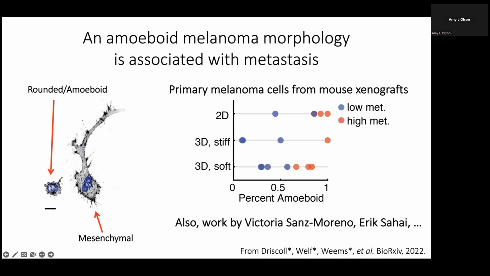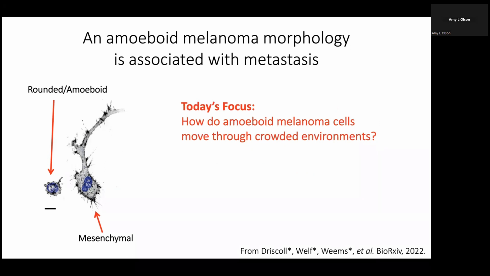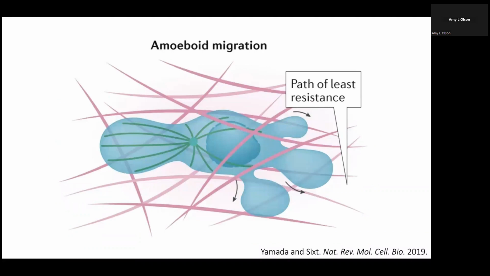Okay, so we wanted to know why. Why is this form more dangerous? Why are these little rounded cells more dangerous than this branched form? Okay, and an obvious question when it comes to metastasis, right, is migration, right? So are these rounded amoeboid cells capable of migration in very crowded environments? And the field has a relatively well explored model for how amoeboid cells migrate. And amoeboid in this case just means it looks like a giant blob.